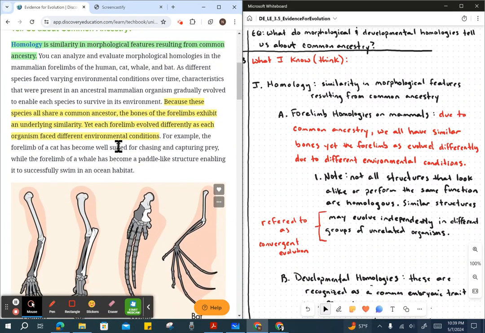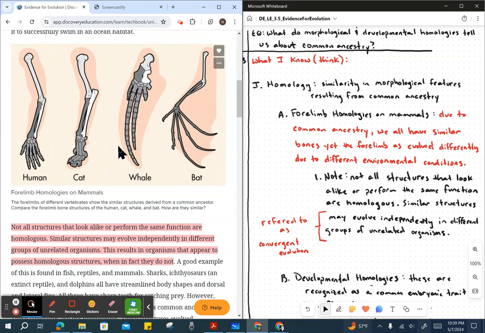And probably the best example is to take a look at this image here. What you consider to be your arm, we refer to as a forelimb. And we're looking at the forelimbs of 4 mammals: humans, cats, whales, and bats. Even though to a casual observer, the arm of a human would seem very different from the arm of a bat, a whale, or a cat, with different functions and different shapes, if you take a closer look, you would see that we have homologous bone structures.